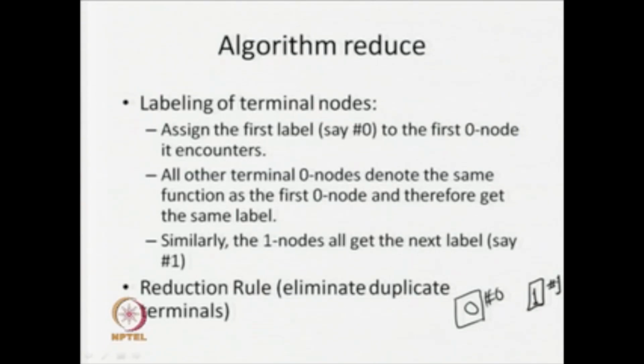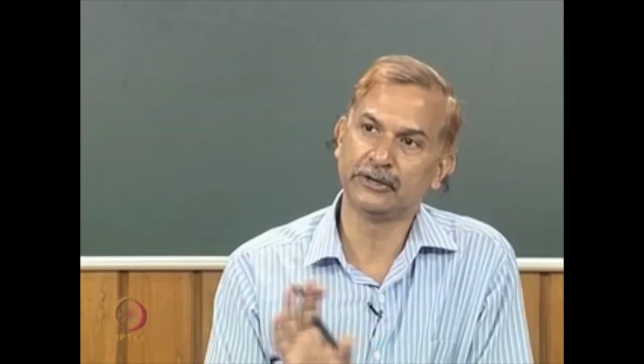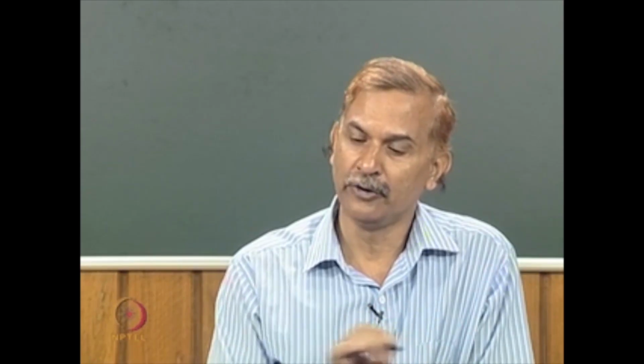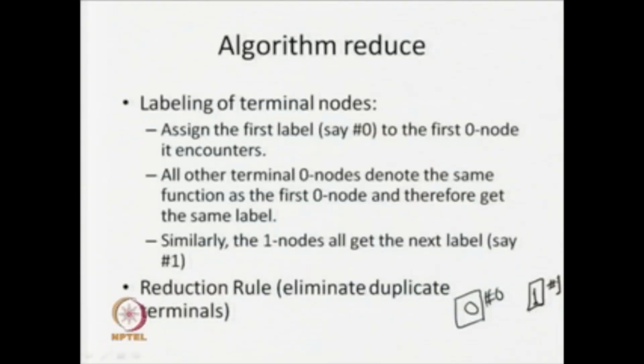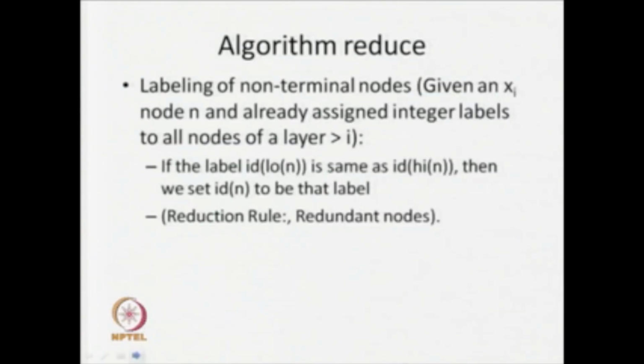First, we are going to label each and every node, and in the next phase we are going to merge the nodes which have a similar label. So, in this particular case, all 0 nodes will be merged to one node, and all 1 nodes will be merged to one node labeled by 1. This is nothing but reduction rule 1, the elimination of duplicate terminals. So, we take care of the duplicate terminals: all 0 nodes will be merged to one 0 node and all 1 nodes will be merged to one 1 node.